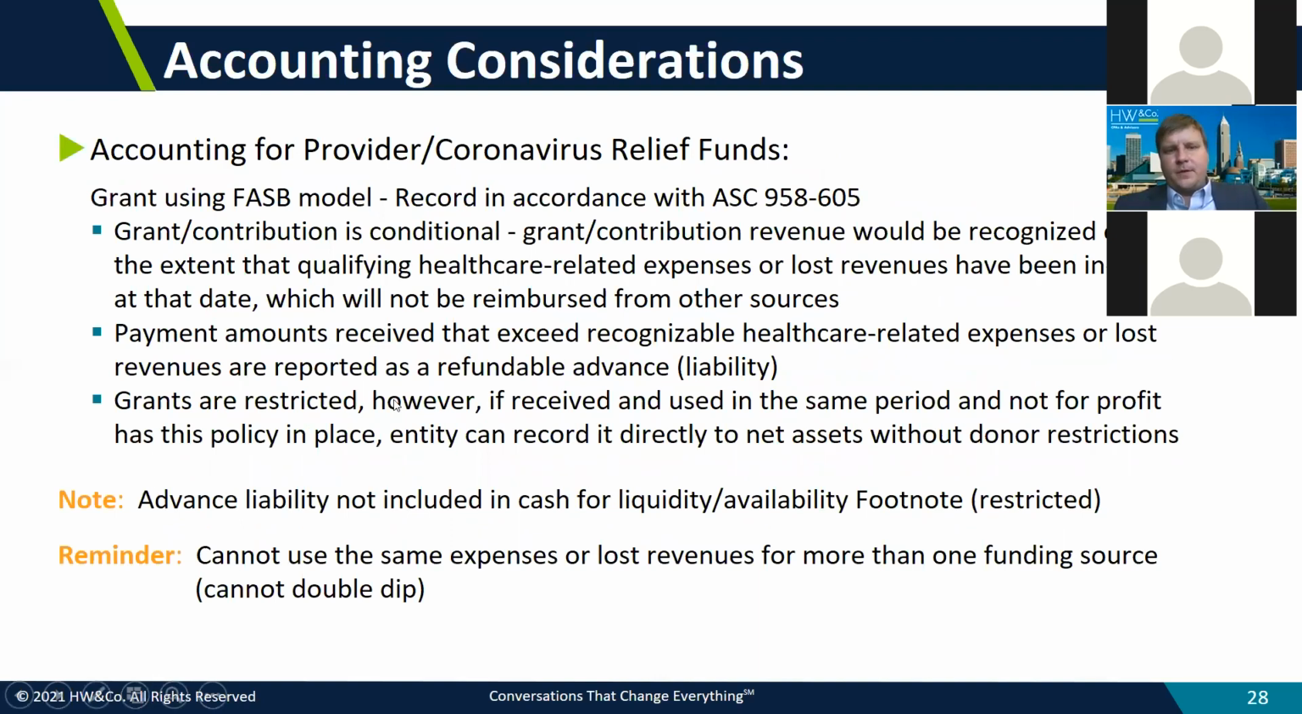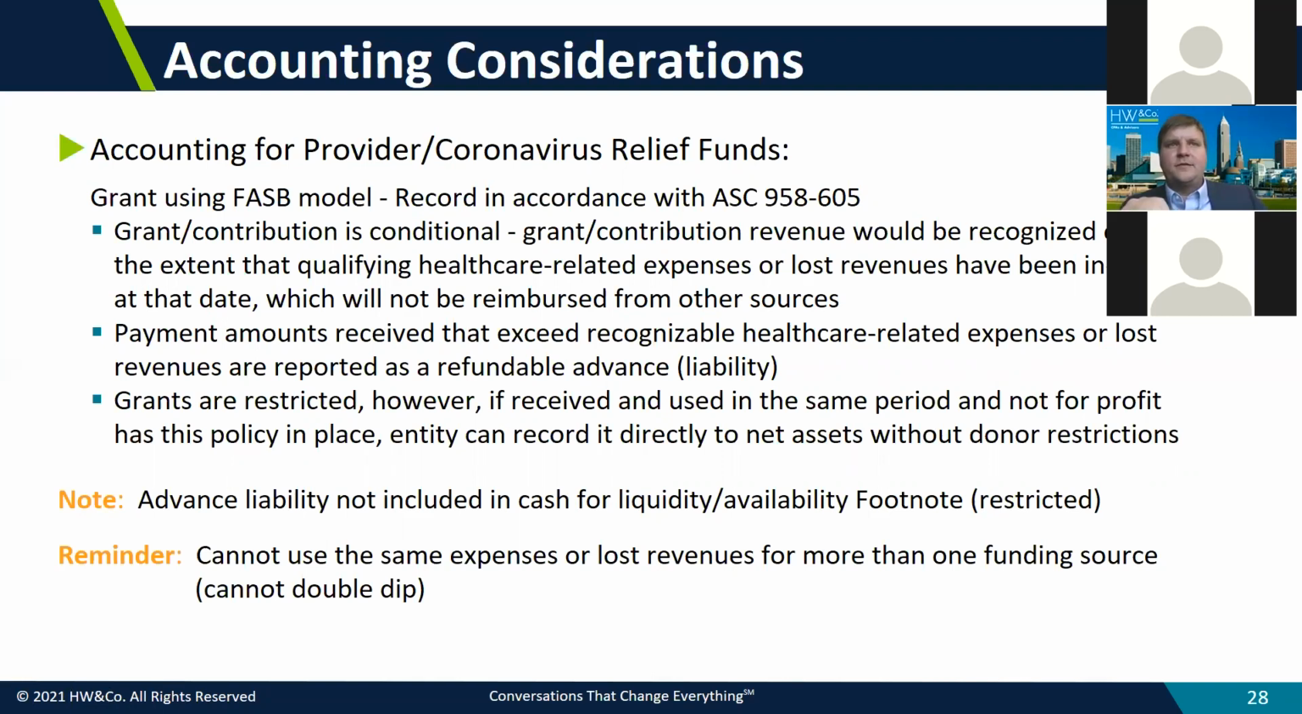And then I touched on the provider coronavirus relief funds, more so if you were a healthcare nonprofit. These were dollars that were coming in to offset any lost revenues you might have and/or to cover any COVID-related expenses, in the form of the equipment you needed, COVID tests, whatever the case may be. And you would record it under that grant model, 958, okay?